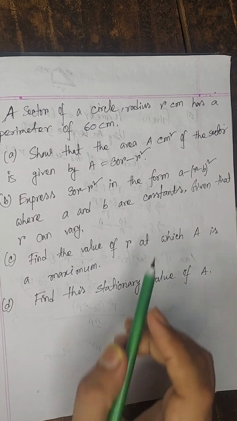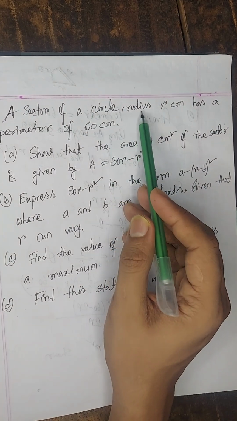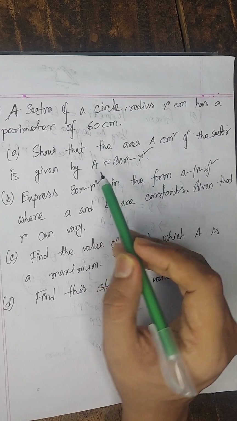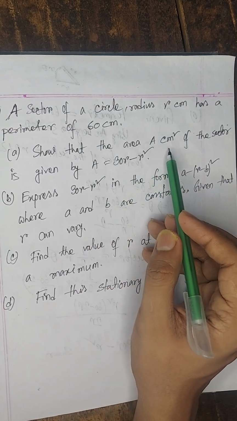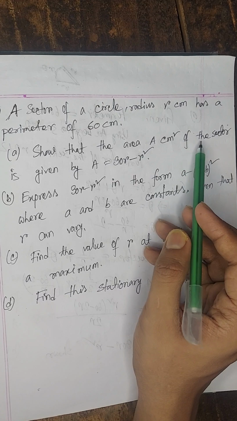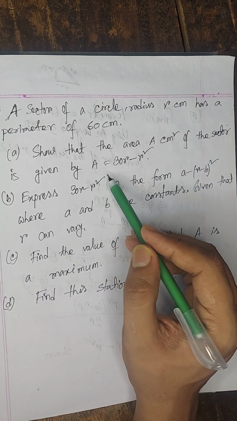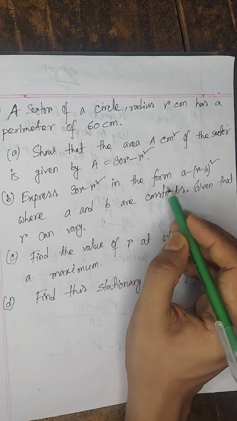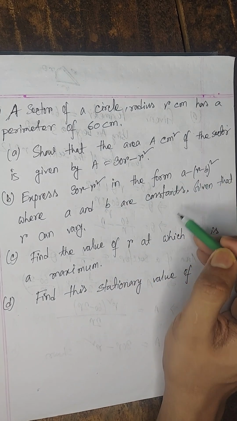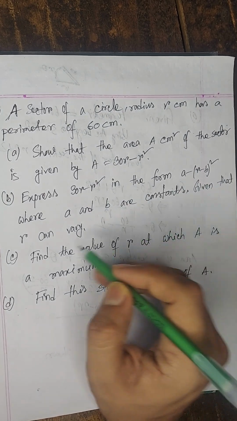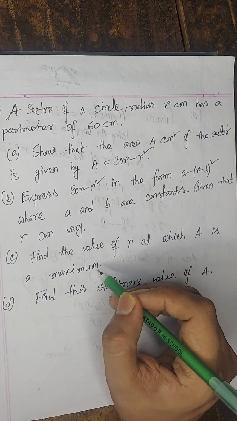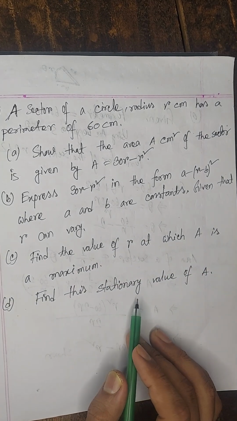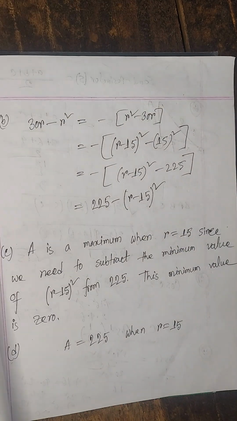Now, last question. A sector of a circle of radius r centimeters has a perimeter of 60 centimeters. Show that the area A square centimeters of the sector is given by A = 30r - r². Express this in the form A = a - (r - b)², where a and b are constants, given that r can vary. Find the value of r at which A is maximum. Find this stationary value of A.